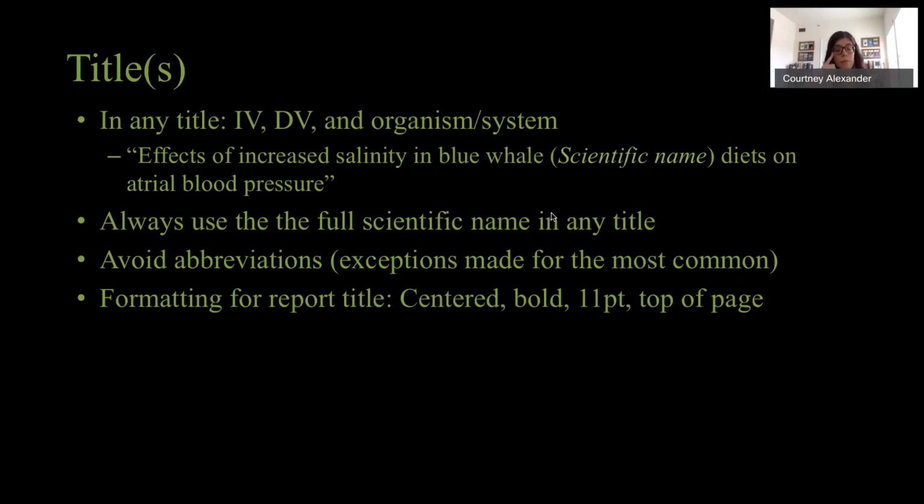Try it. For this, you're going to be doing a title and a method section. Remember, title, you've got an independent variable, your dependent variable, and then the organism. So the effects of increased salinity on blue whale, whatever the scientific name for blue whale is, diets on arterial blood pressure. You always want to use the full scientific name in a title if you're using an organism. You want to avoid abbreviations, except for like the most common abbreviations, like NASA or something. And you want to make sure that it's centered, bold, 11 points at the top of your page.